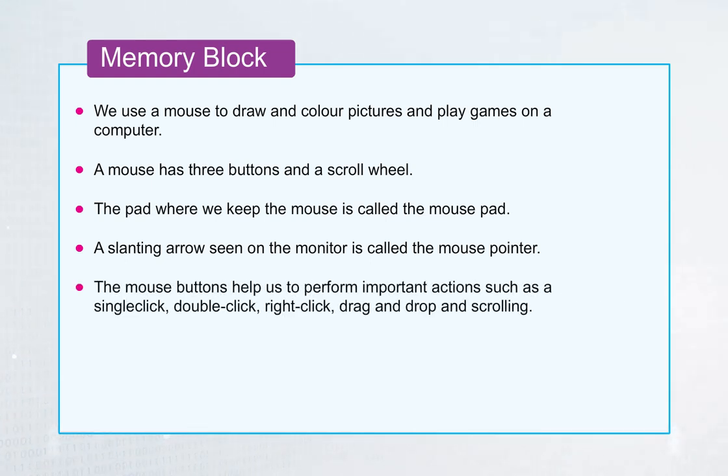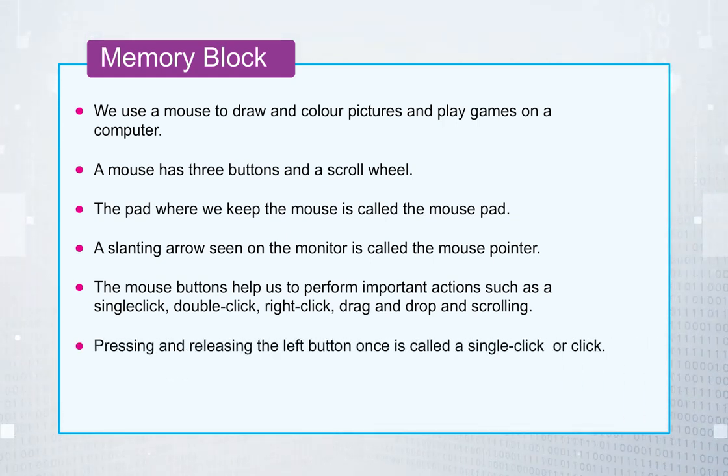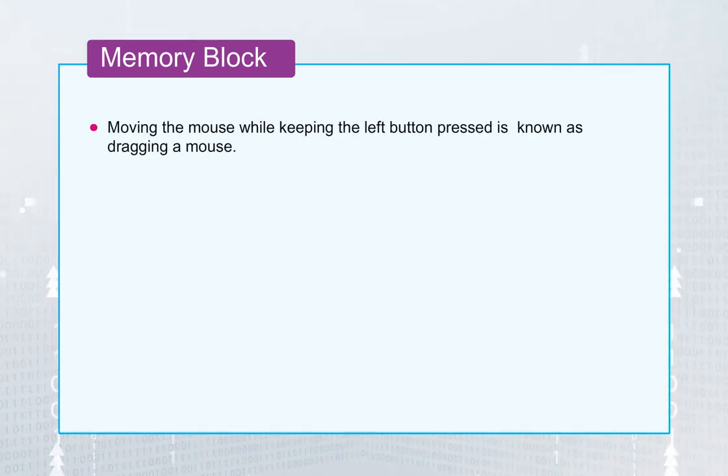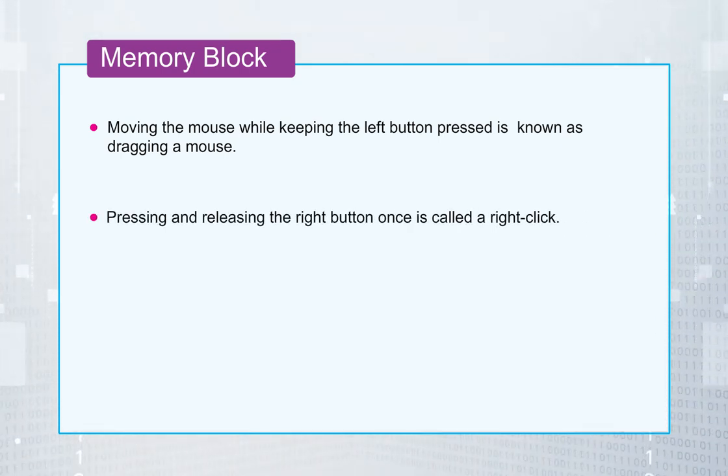The mouse buttons help us to perform important actions such as a single click, double click, right click, drag and drop, and scrolling. Pressing and releasing the left button once is called a single click or click. Quickly pressing and releasing the left button twice is called a double click. Moving the mouse while keeping the left button pressed is known as dragging a mouse. Pressing and releasing the right button once is called a right click.